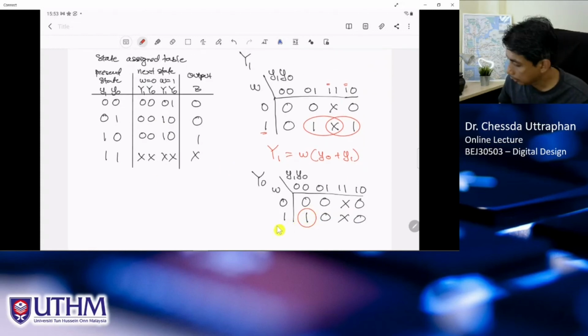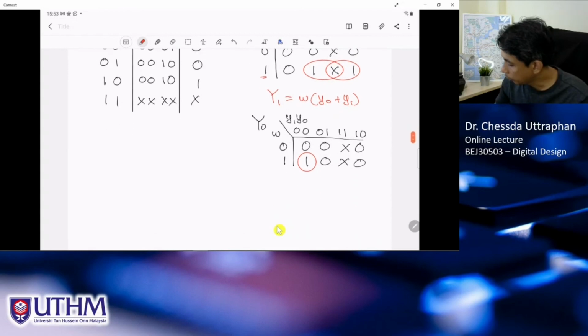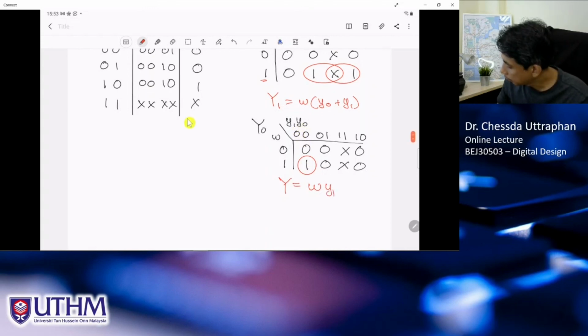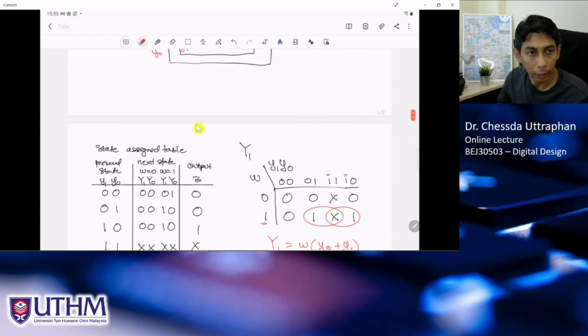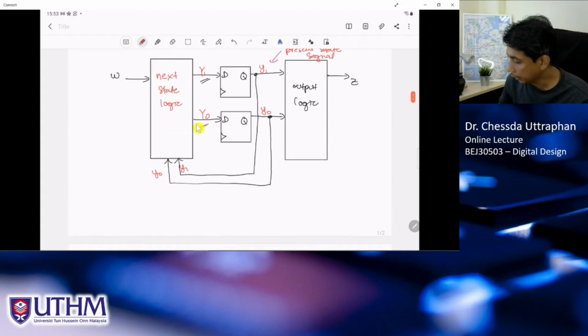Means that Y0 is equal to, this one is w, and only this one. So we have y1 bar, y0 bar for Y0. So we have Y0 here already. Should be okay. And the last one is Z.